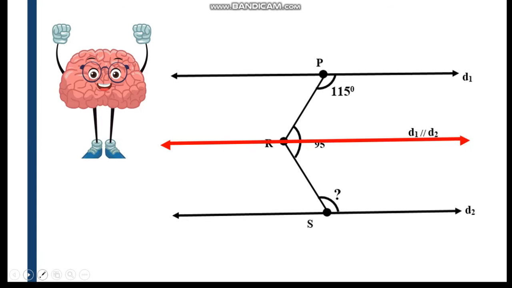Now, I think you are saying that we should draw alternate interior angles. Let's draw. Yes, if angle P equals 115, the part of the R which is the alternate interior angle with P also equals 115.